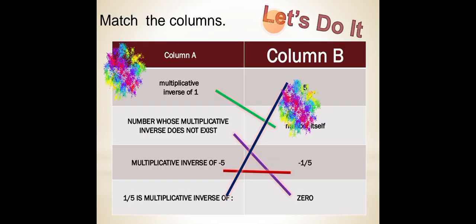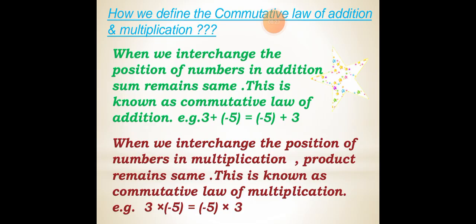Okay, match the column: multiplicative inverse. The number that is its own multiplicative inverse is 1. The number whose multiplicative inverse does not exist is 0, so 0 does not have any multiplicative inverse. The multiplicative inverse of minus 5 is minus 1 divided by 5. Multiplicative inverse means that you have to take the reciprocal of that number. So 1 divided by 5 is the multiplicative inverse of 5.